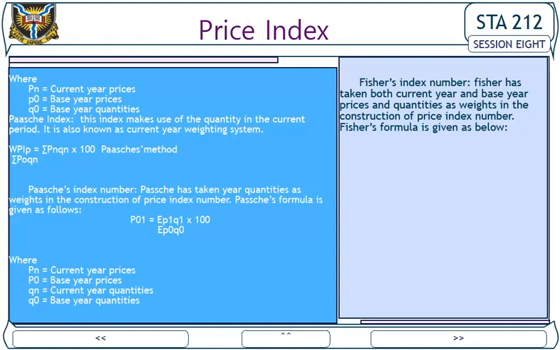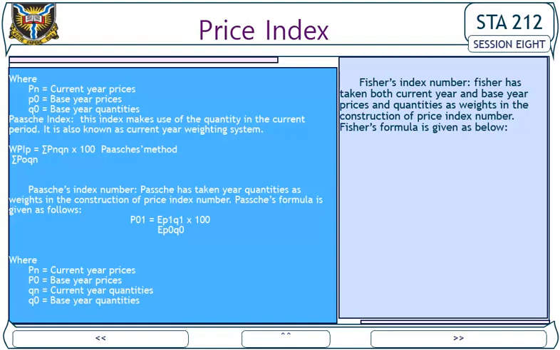Paasche's index. This index makes use of the quantity in the current period. It is also known as the current year weighting system. WPIP is equal to Paasche's method. Paasche's index number takes current year quantities as weights in the construction of the price index number. Paasche's formula is given as follows, where Pn is equal to current year prices, P0 is equal to base year prices, Qn is equal to current year quantities, Q0 is equal to base year quantities.